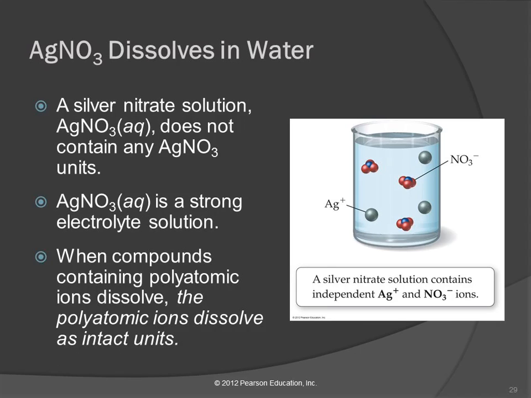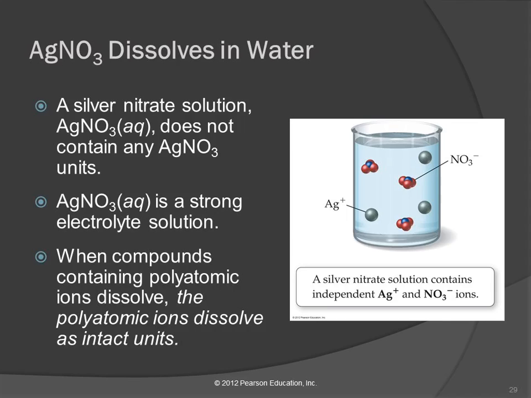So let's look at silver nitrate dissolving in water. Now, silver nitrate has a polyatomic ion, nitrate. When silver nitrate dissolves, it is also a strong electrolyte. The silver ions and the nitrate ions separate, but the nitrate ions stay intact. They're a polyatomic ion. It's like that bundle pack from Costco. It stays intact. It's shrink wrapped together.